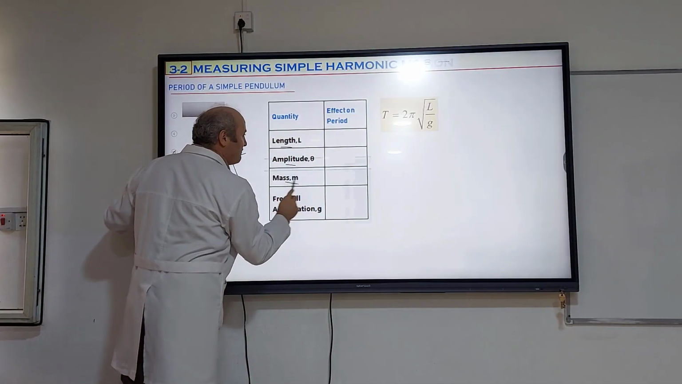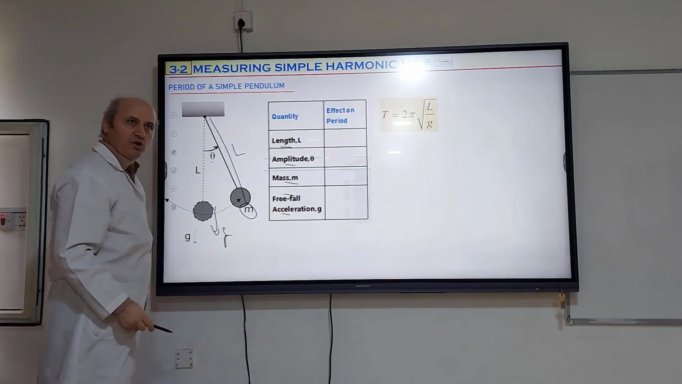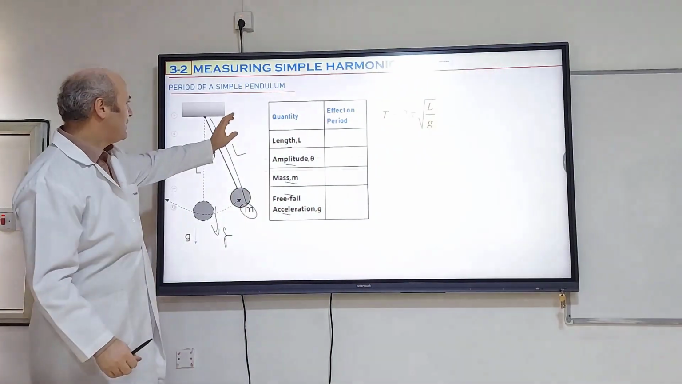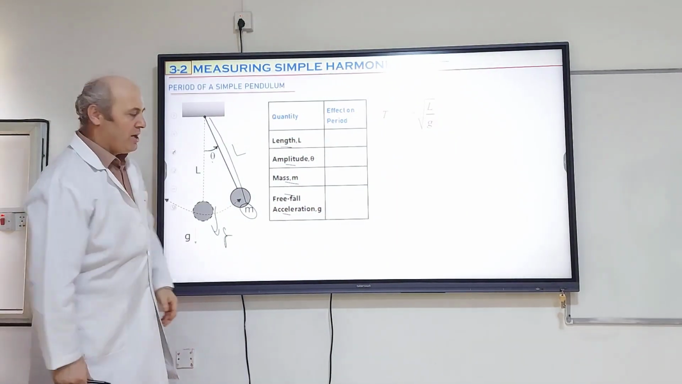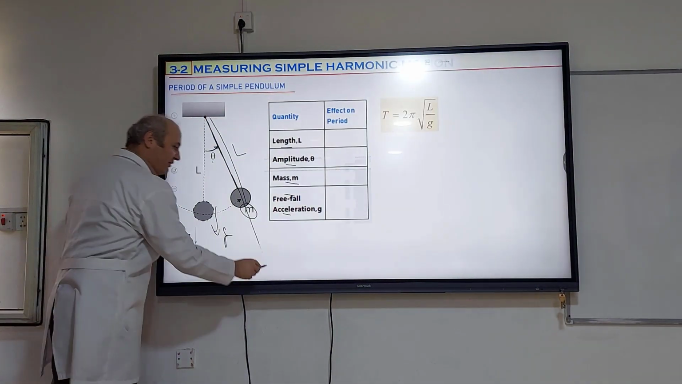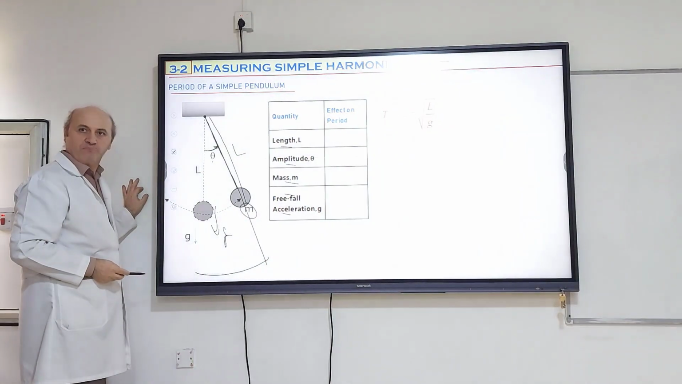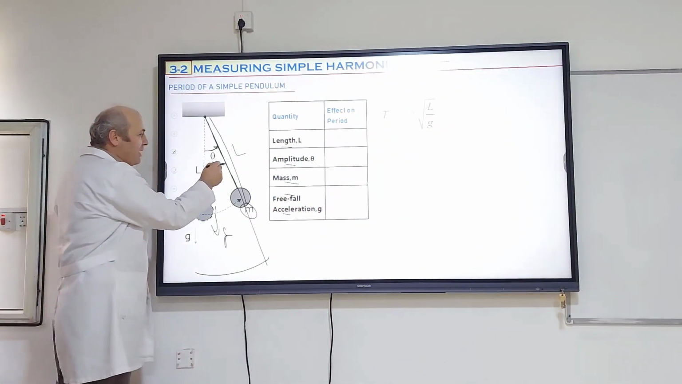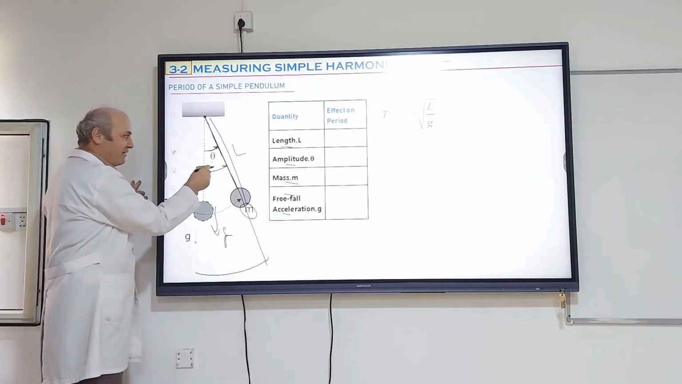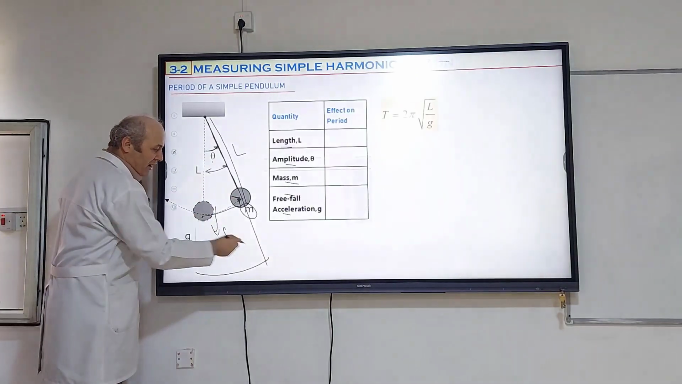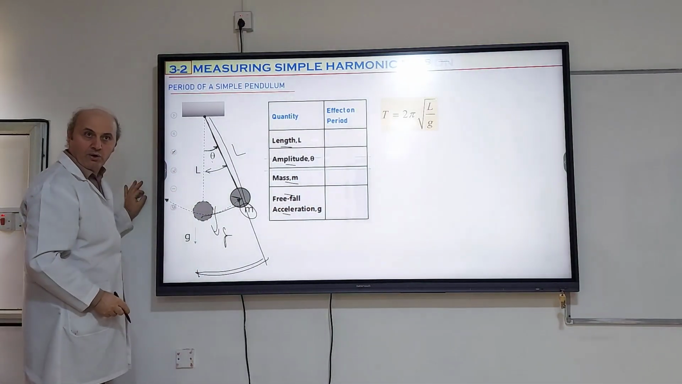Which one affects the period? Now we are going to talk about this. First, length. If I increase the length, is there a change in the distance this pendulum travels? A shorter pendulum travels a shorter distance, this is the arc length. When it gets longer, arc length gets longer.